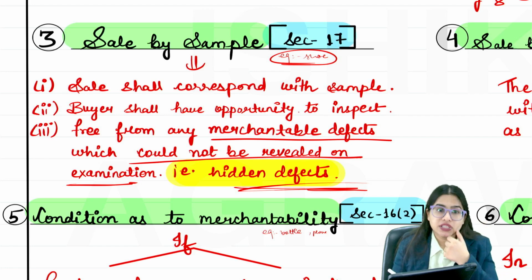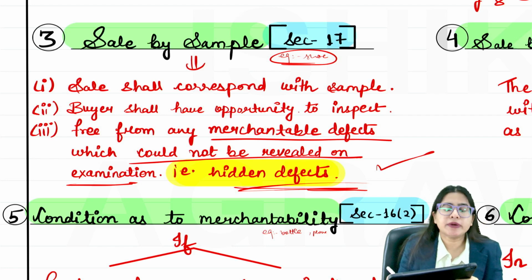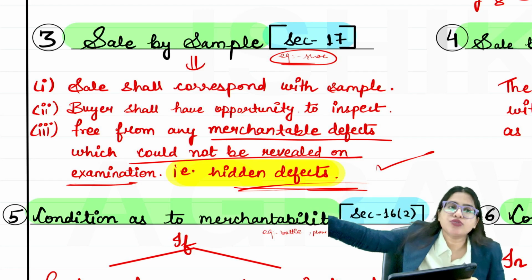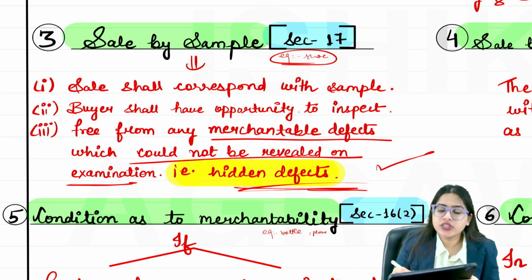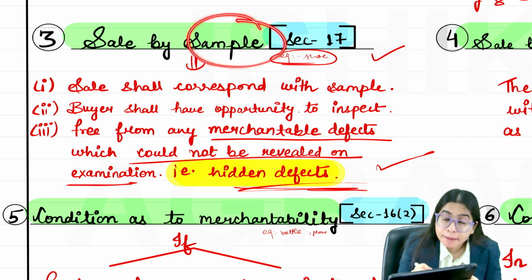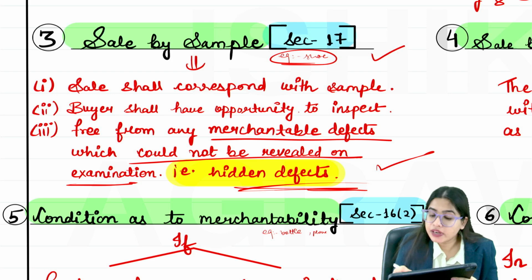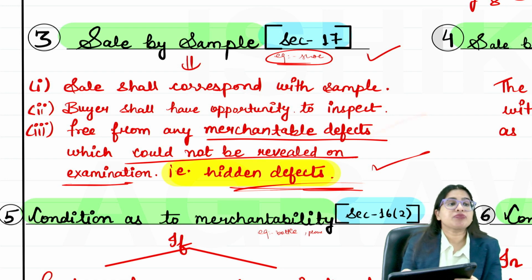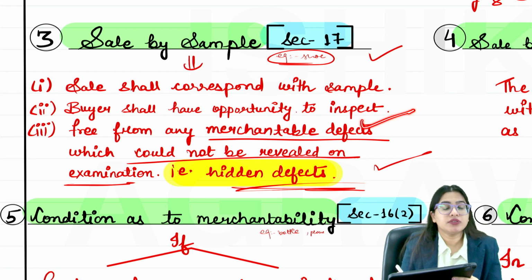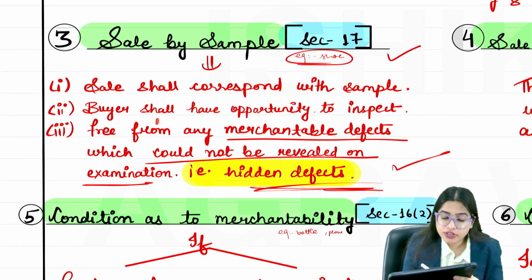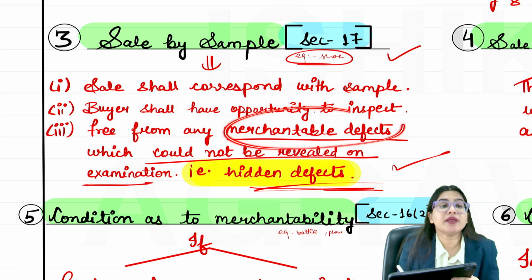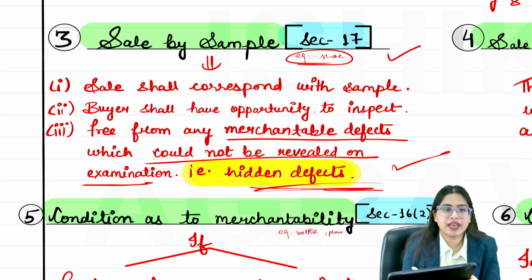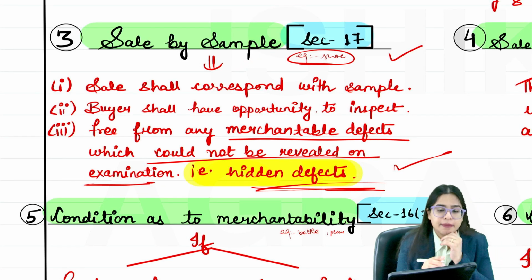So in this case we will say that there is a breach of implied condition, and here the buyer can return all 100 pair of shoes to the seller and claim the refund. This is an implied condition: if sale is done by sample, then goods should be according to the sample, number one. Number two, the buyer should get an opportunity to inspect. And number three, there should not be any merchantable defects which could not be revealed on examination, which means there should not be any hidden defects. That's all about sale by sample, section number 19.